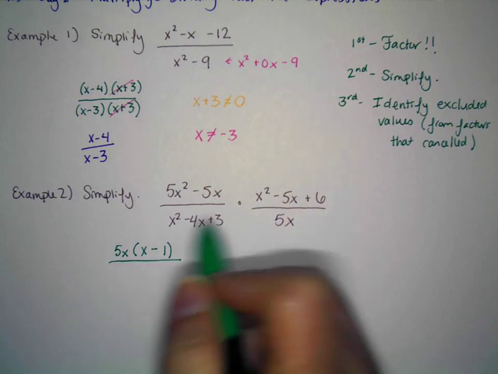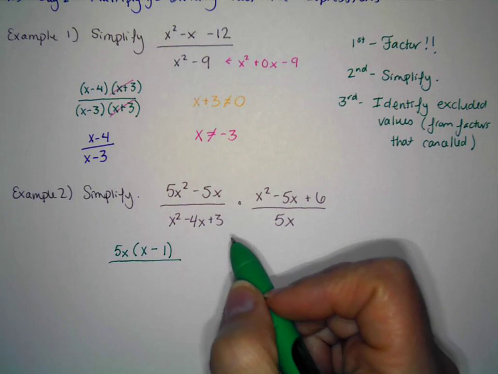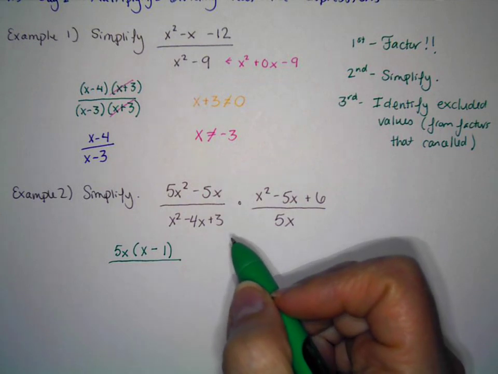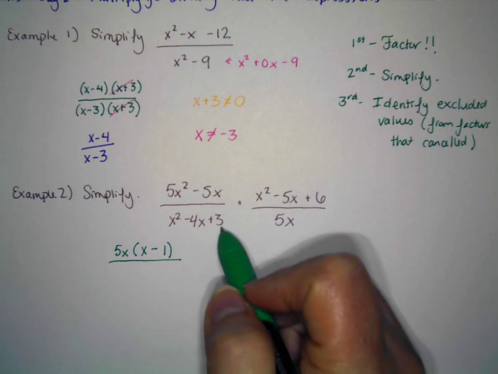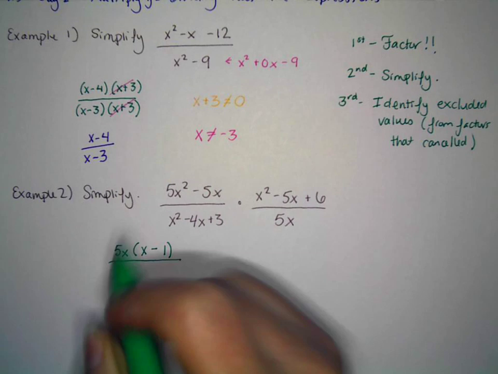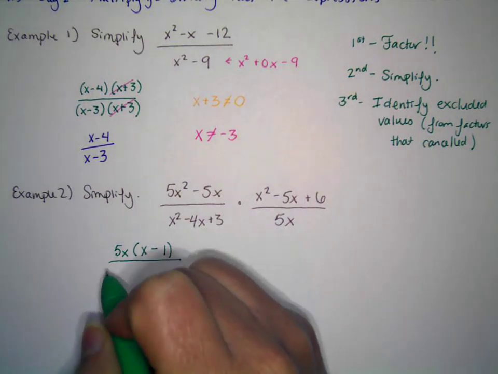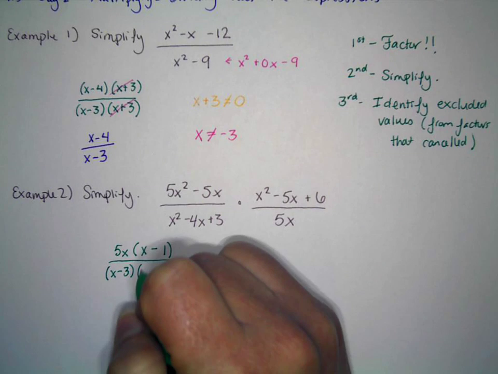Now, if we factored the denominator of our first fraction, x squared minus 4x plus 3, there's nothing they all have in common. So this is where we look to see if there's a pair of numbers that multiplies to give positive 3 and adds to give negative 4. And that pair of numbers is negative 3 and negative 1. So our factors are x minus 3 and x minus 1.